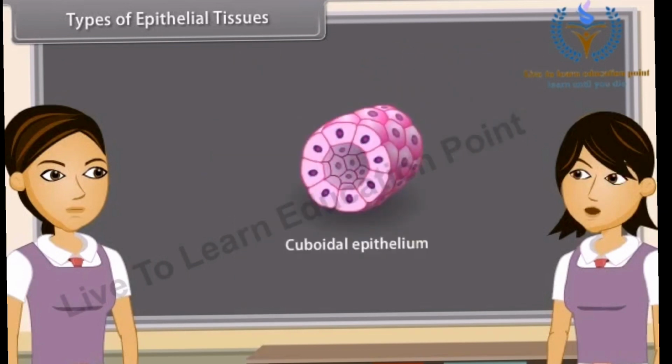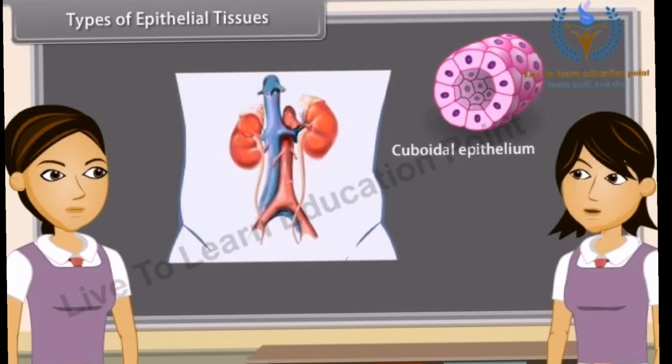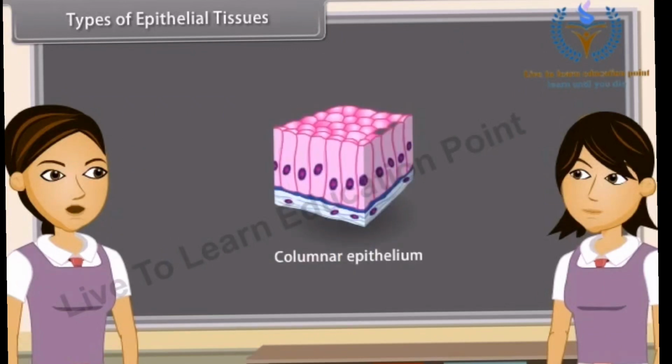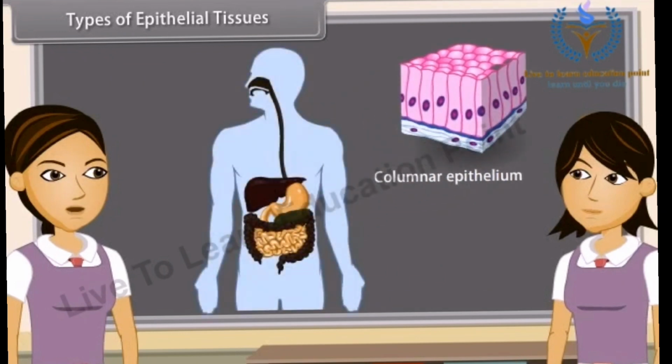In cuboidal epithelium, cells are cube-like. They appear square in section but appear hexagonal in free surface. It is found in kidney tubules, thyroid vesicles, salivary, sweat, and exocrine glands. Columnar epithelium consists of cells which are pillar-like in appearance because they are taller than broader. Their nuclei are at the base. It is found in the lining of stomach, small intestine, colon, gallbladder, and oviducts forming mucous membrane.